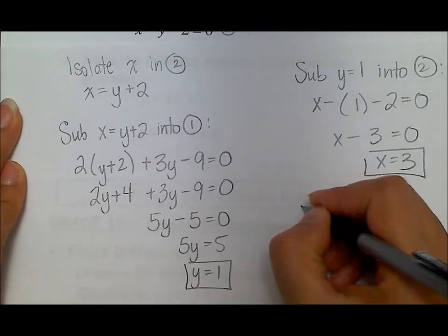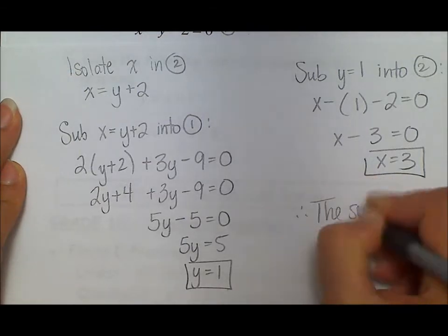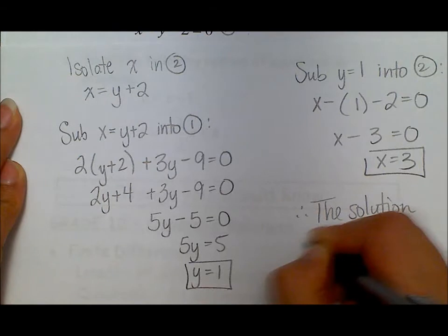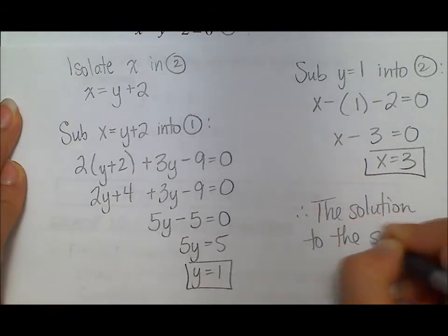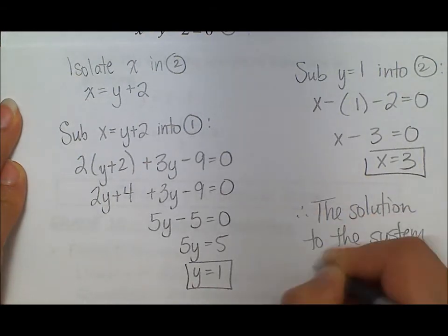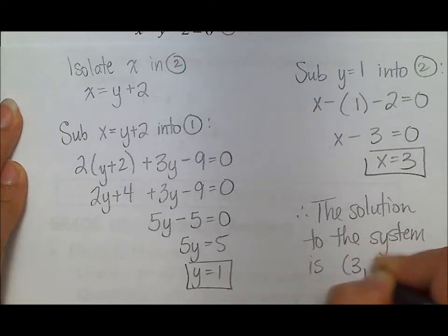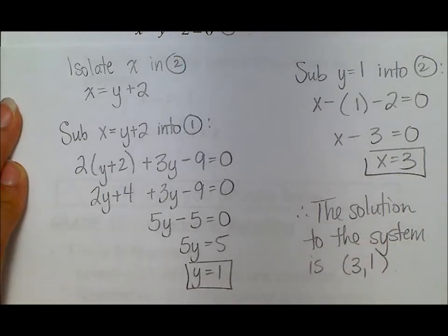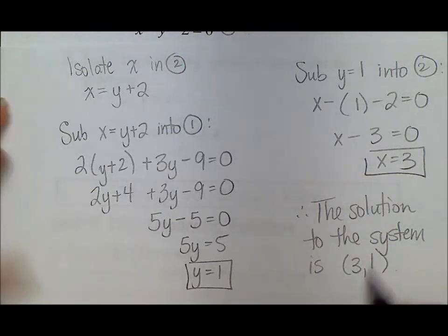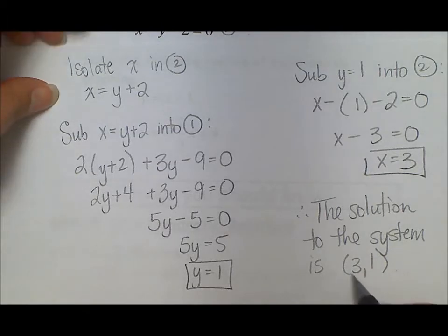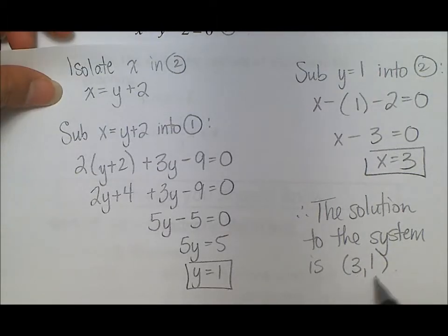So therefore, the solution to the system is, remember to put your x-coordinate first and then your y-coordinate. So the solution to the system is (3, 1). Don't forget to write it in point notation, so bracket, the x-coordinate, comma, the y-coordinate, and then closing bracket after that.